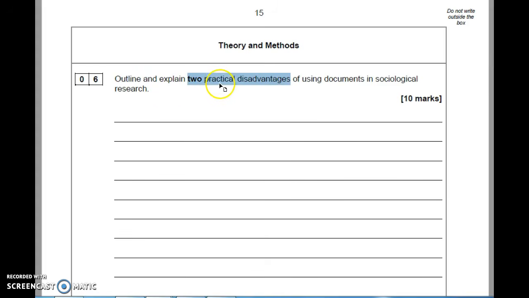Okay, so this is asking for practical disadvantages. So give practical disadvantages. There were some students last year that were writing practical advantages. They didn't know what practical were. They were giving theoretical, like validity. Oh gosh, there was all sorts. So you really need to focus on what the question is asking.